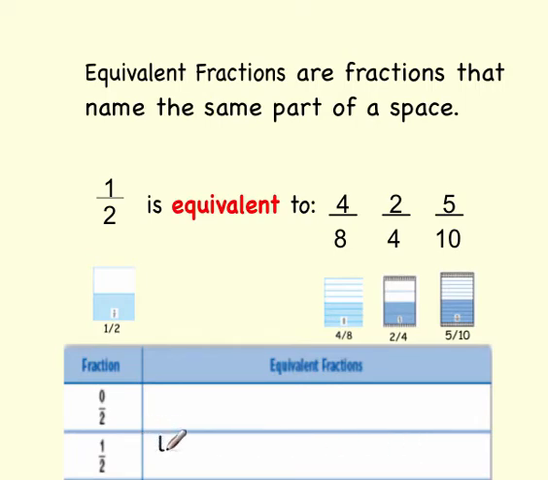So we already did the work. We're just going to record it now on paper. So a fraction that would be equal to 1/2 would be 4/8. I would also have 2/4 is equal to 1/2. I would have 5/10 equal to 1/2. How many 14ths would be equal to 1/2? Think of the last slide. What's half of 14?